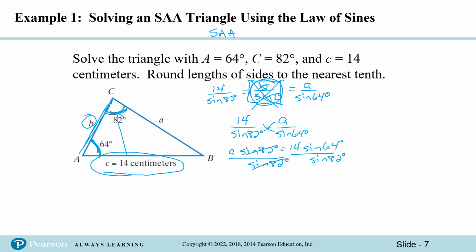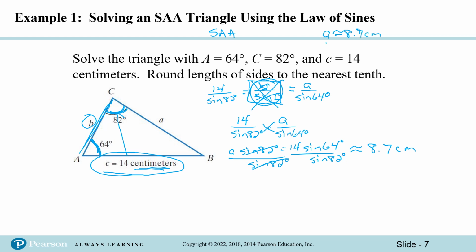And this is where you plug it into the calculator. And A is approximately 8.7 rounded to the nearest tenth, and that would be centimeters. So we have found A. A is approximately 8.7.